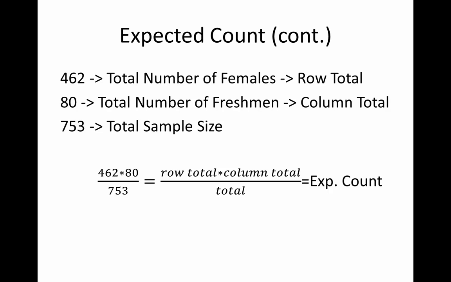The number itself isn't all that important when we're describing where this formula comes from. But what you need to know is our expected count equals the row total times the column total, divided by the overall total. And that's where it comes from.